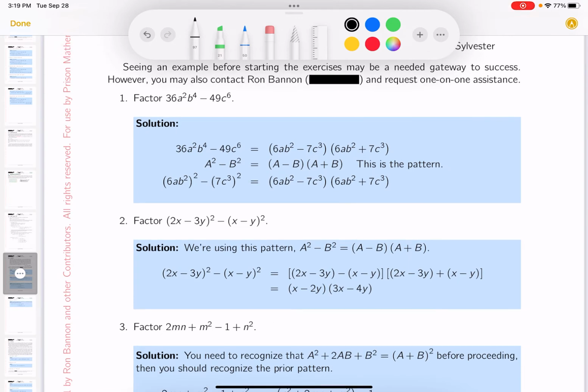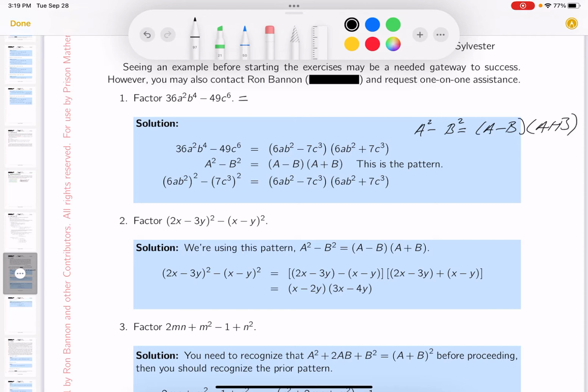All right, so I want to write down what they're looking for. They're looking for a pattern now. And the pattern they're looking for is a squared minus b squared. This is a very simple pattern here. a minus b, a plus b.